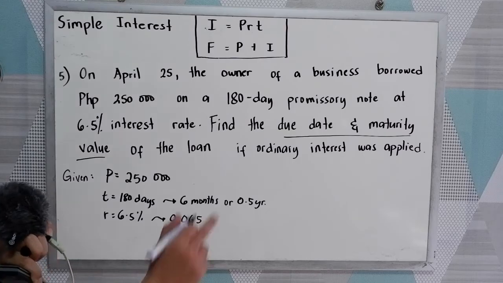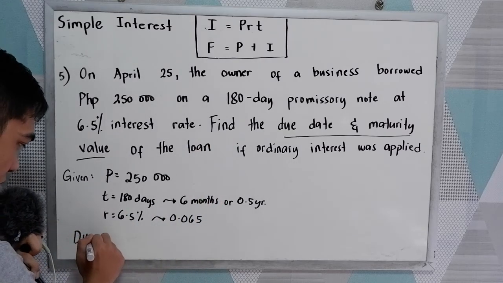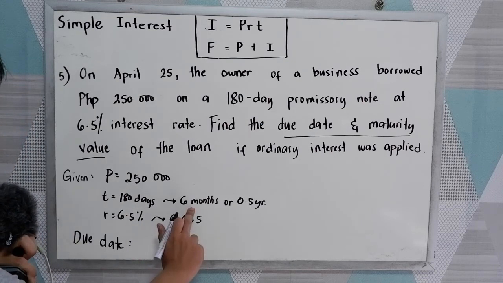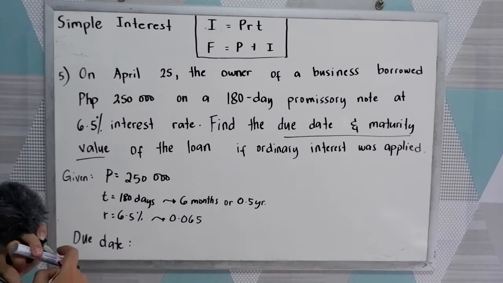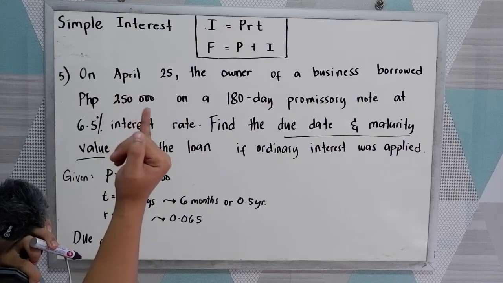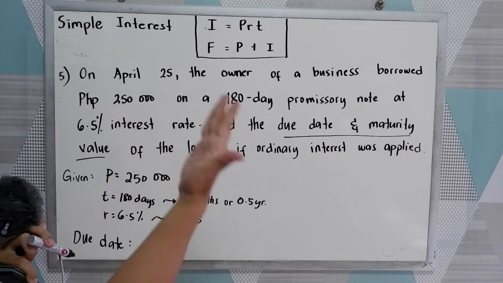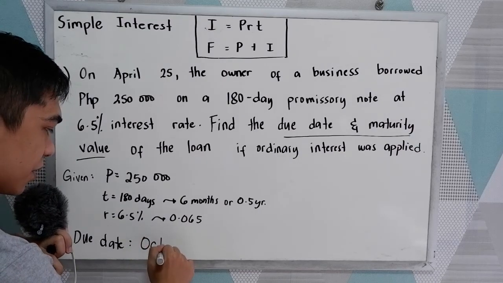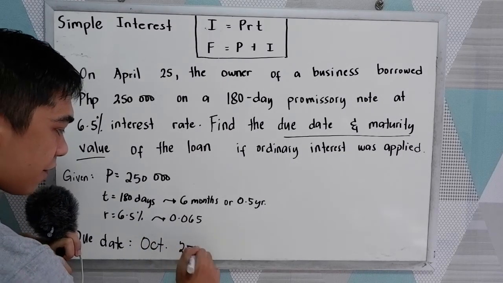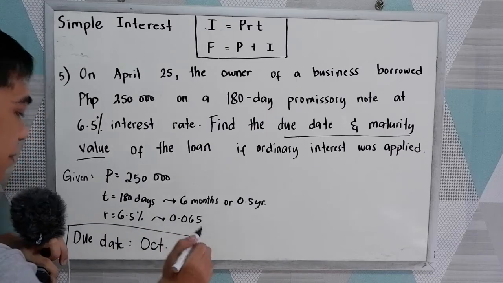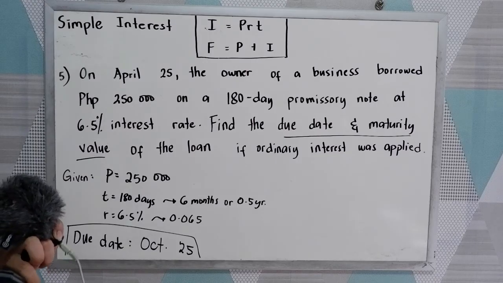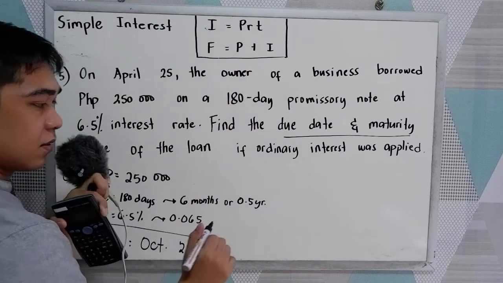Let us find first the due date. We have 6 months from April. Count 6 months: April, May, June, July, August, September, October. So the due date is October 25. Okay, that is the first unknown. The second unknown is the maturity value. To find the maturity value, let us first find the interest.